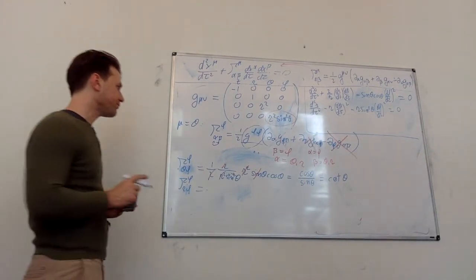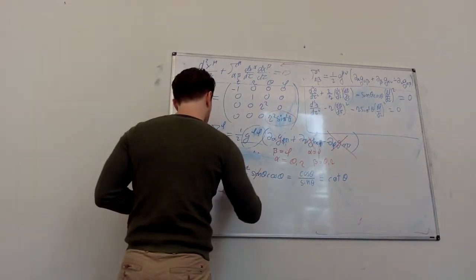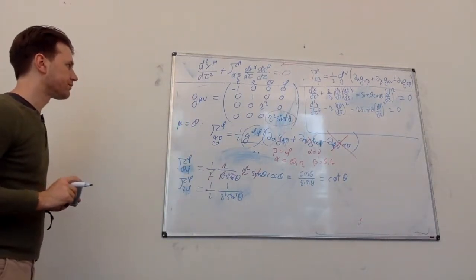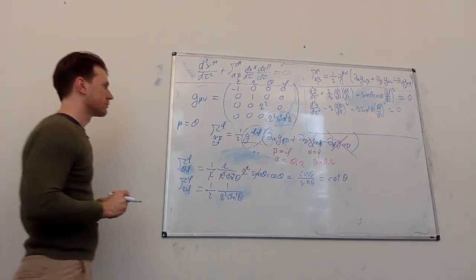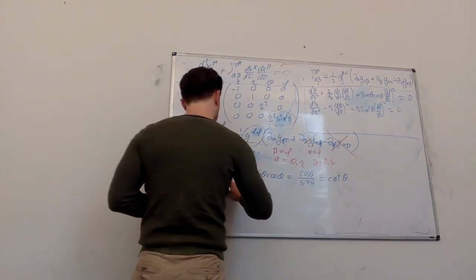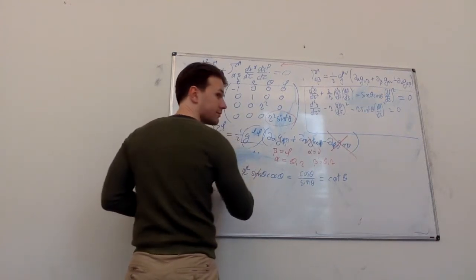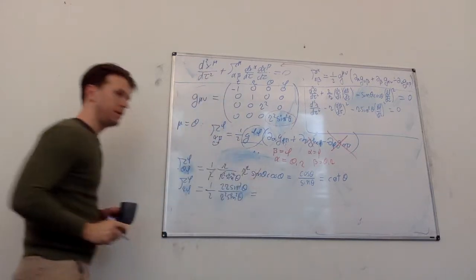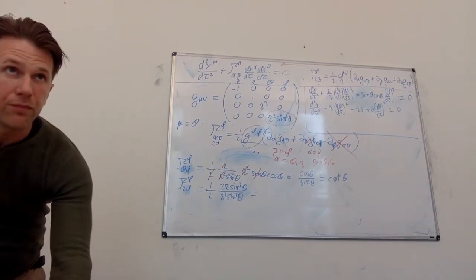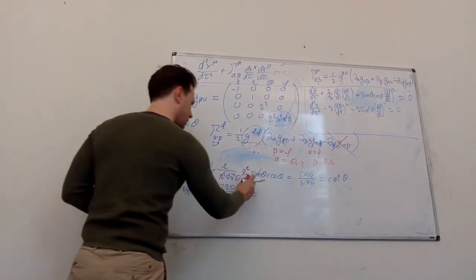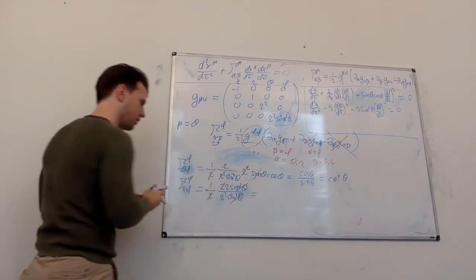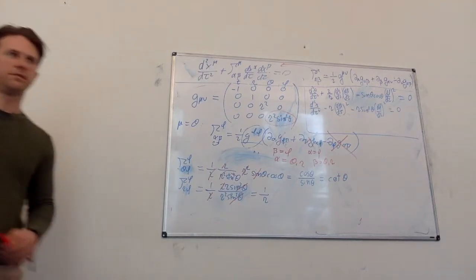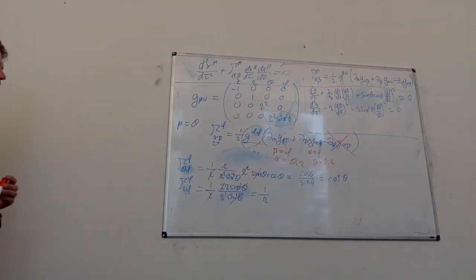The last one is half times 1 over r squared sine squared theta times the derivative of r squared sine squared theta, but with respect to r, which is 2r sine squared theta. That will be this. One over r. Great.